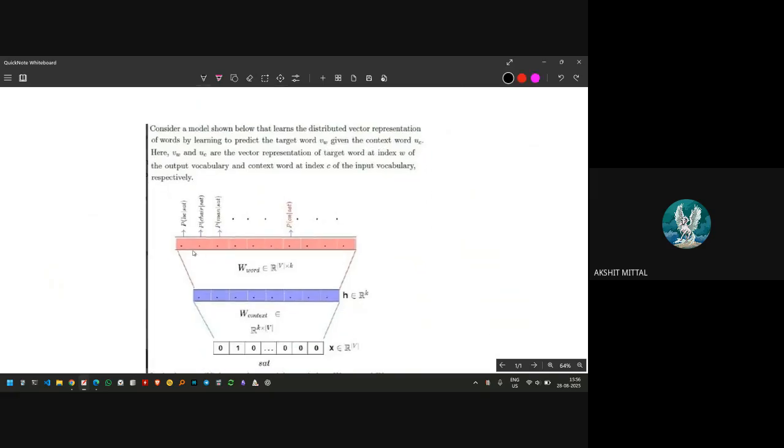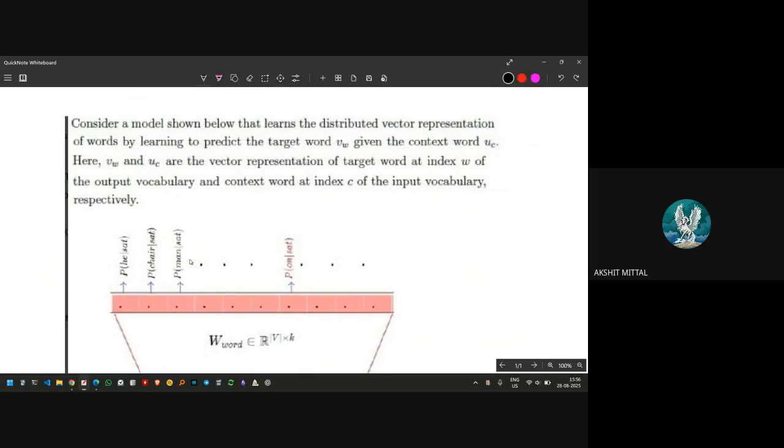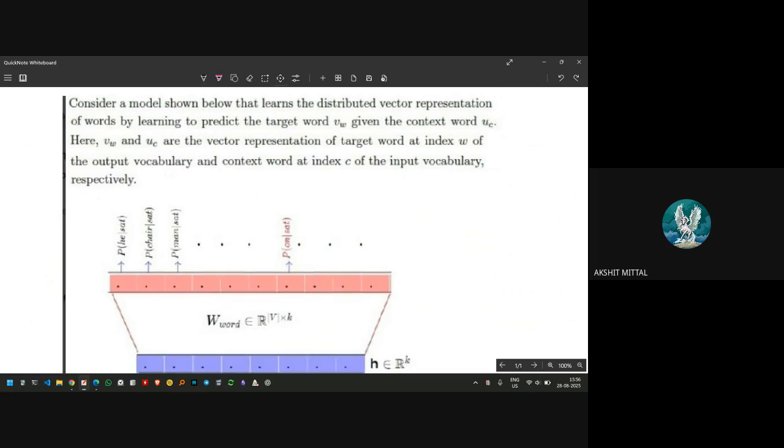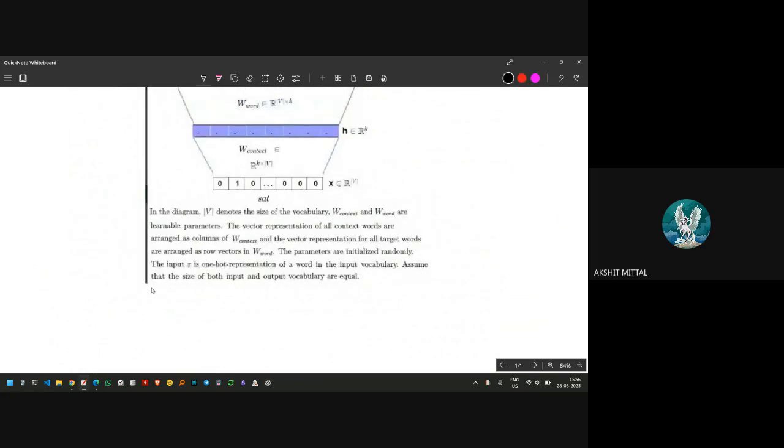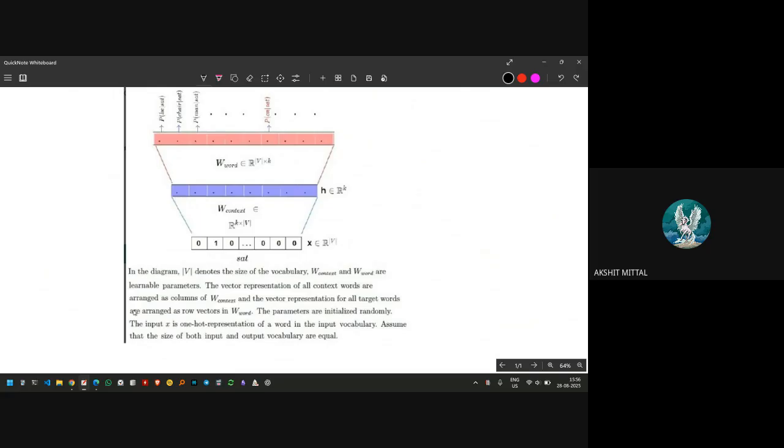Consider a model shown below that learns the distributed vector representation of the words by learning to predict the target word VW given the context word UC. Here VW and UC are the vector representations of the target word at index W of the output vocabulary and the context word at index C of the input vocabulary respectively. In the diagram, we denote the size of the vocabulary; W context and W word are learnable parameters. The vector representations of all the context words are arranged as columns of W context, and the vector representations of all target words are arranged as row vectors in W word. The parameters are initialized randomly. The input X is a one hot representation of a word in the input vocabulary. Assume that the size of both input and output vocabulary are equal.